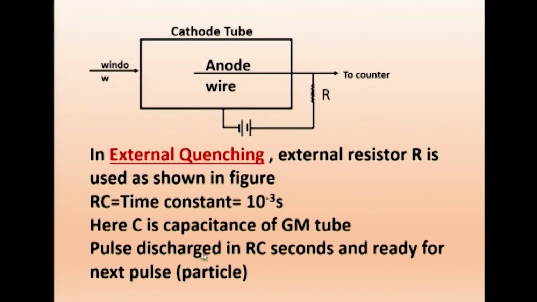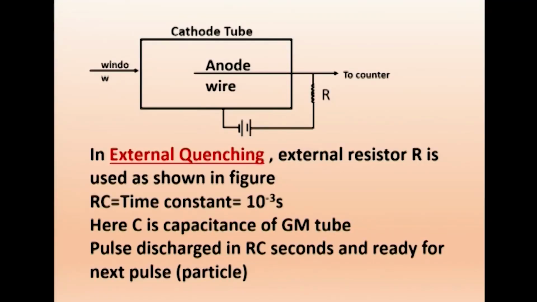Here C is the capacitance of the GM tube. Once a particle enters, it will get a pulse, and that pulse will be immediately discharged. Therefore, it will be ready. It will be discharged in 10 power minus 3 second and it will be ready for the next pulse. This is the process of quenching done externally. The pulse is discharged in RC seconds and ready for the next pulse or the next particle. So this is what we get.